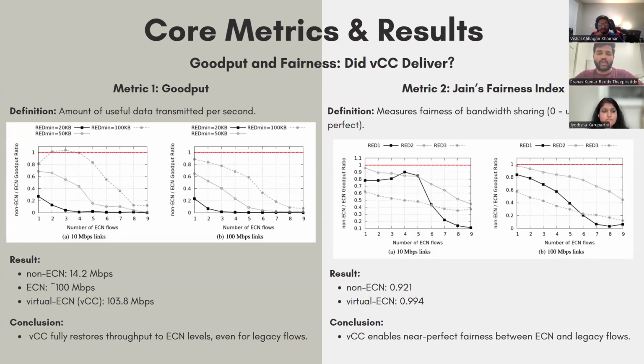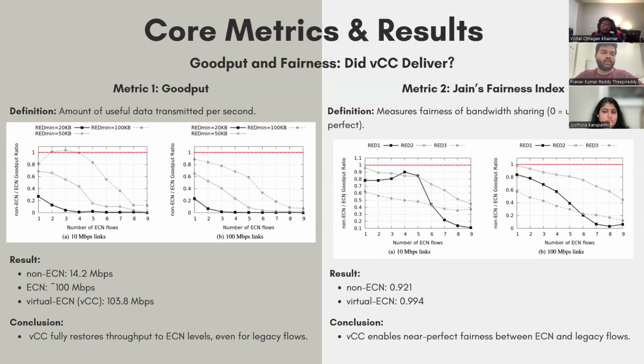Goodput basically defines the rate of useful data transfer. You can see in the graphs put up in the slides that the non-ECN flow is 14.2 Mbps, whereas the ECN flow is 100 Mbps. And the author experimented using VCC and got a flow of 103.8 Mbps, which I would say is very good compared to the non-ECN and the ECN. So concluding about the goodput, VCC fully restores the throughput to ECN levels even for legacy flows.